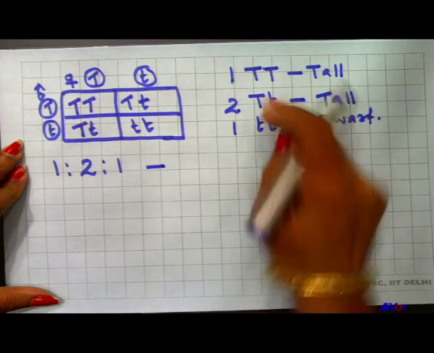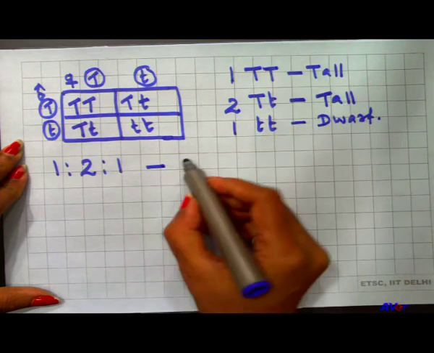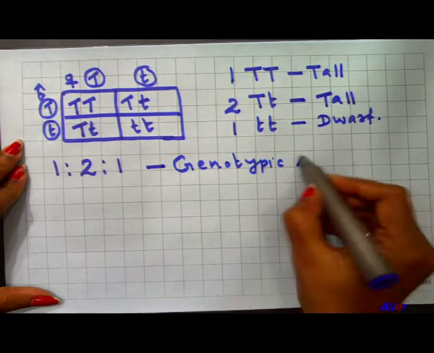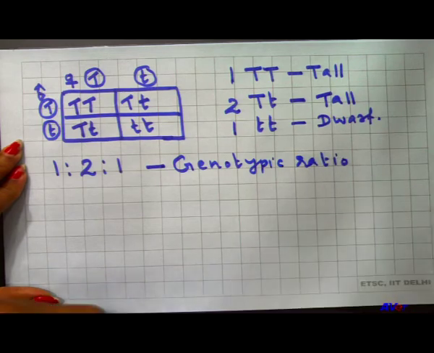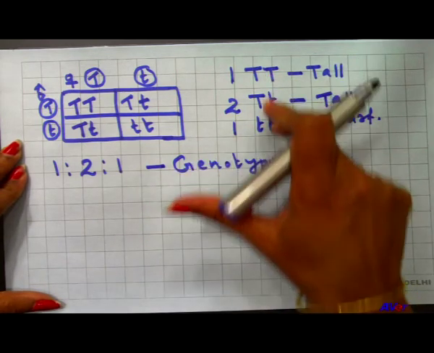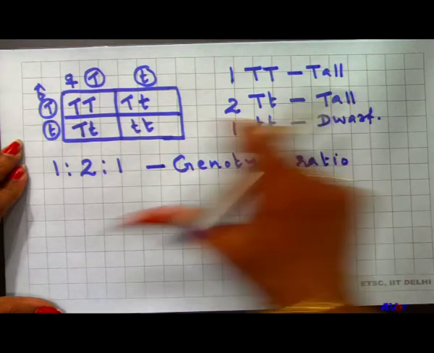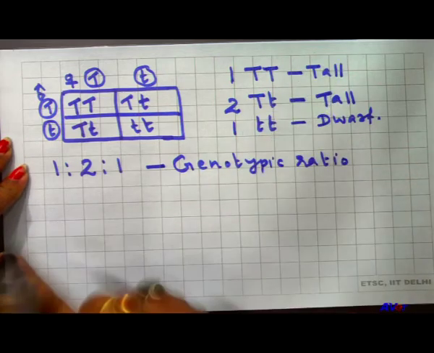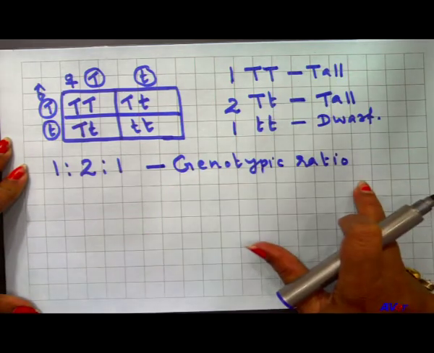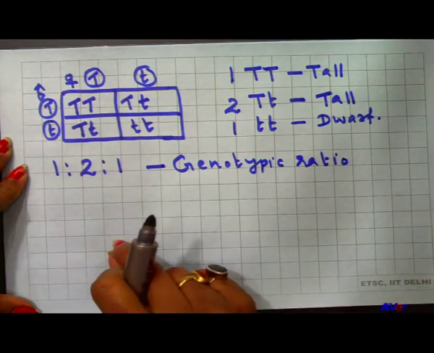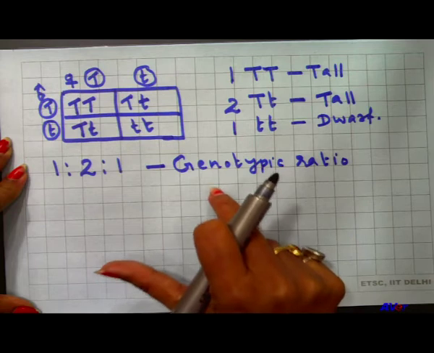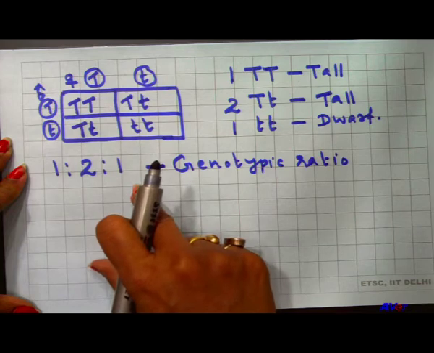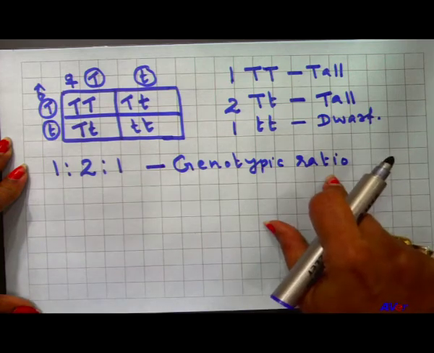This is the genotype. So, this ratio we will call it as genotypic ratio. It shows the different types of possible combinations of alleles and the progenies of the F2 generation and its genotype. So, in a monohybrid cross, the F2 genotypic ratio will be always 1:2:1. This is yet another basic concept.